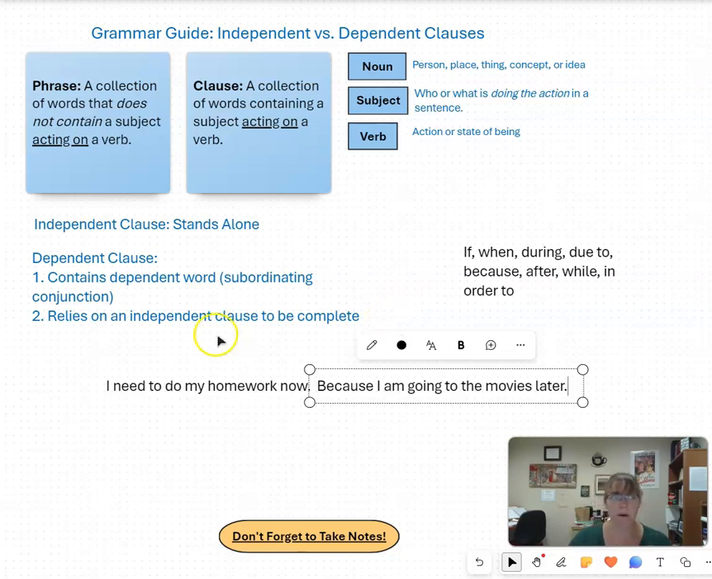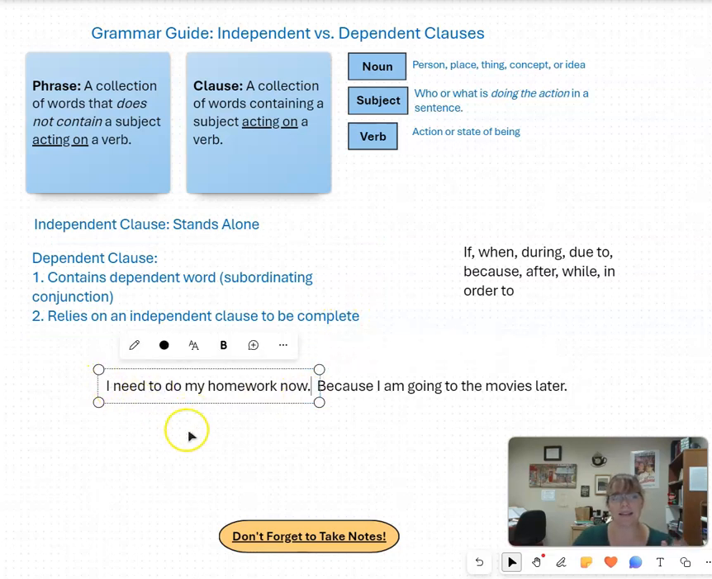Now remember that a dependent clause relies on an independent clause to be complete. So we're reading this as a sentence. I need to do my homework now. That's an independent clause. I could walk into the classroom, to the grocery store, whatever, look at somebody. I need to do my homework now. They'd be like, okay, off you go then.